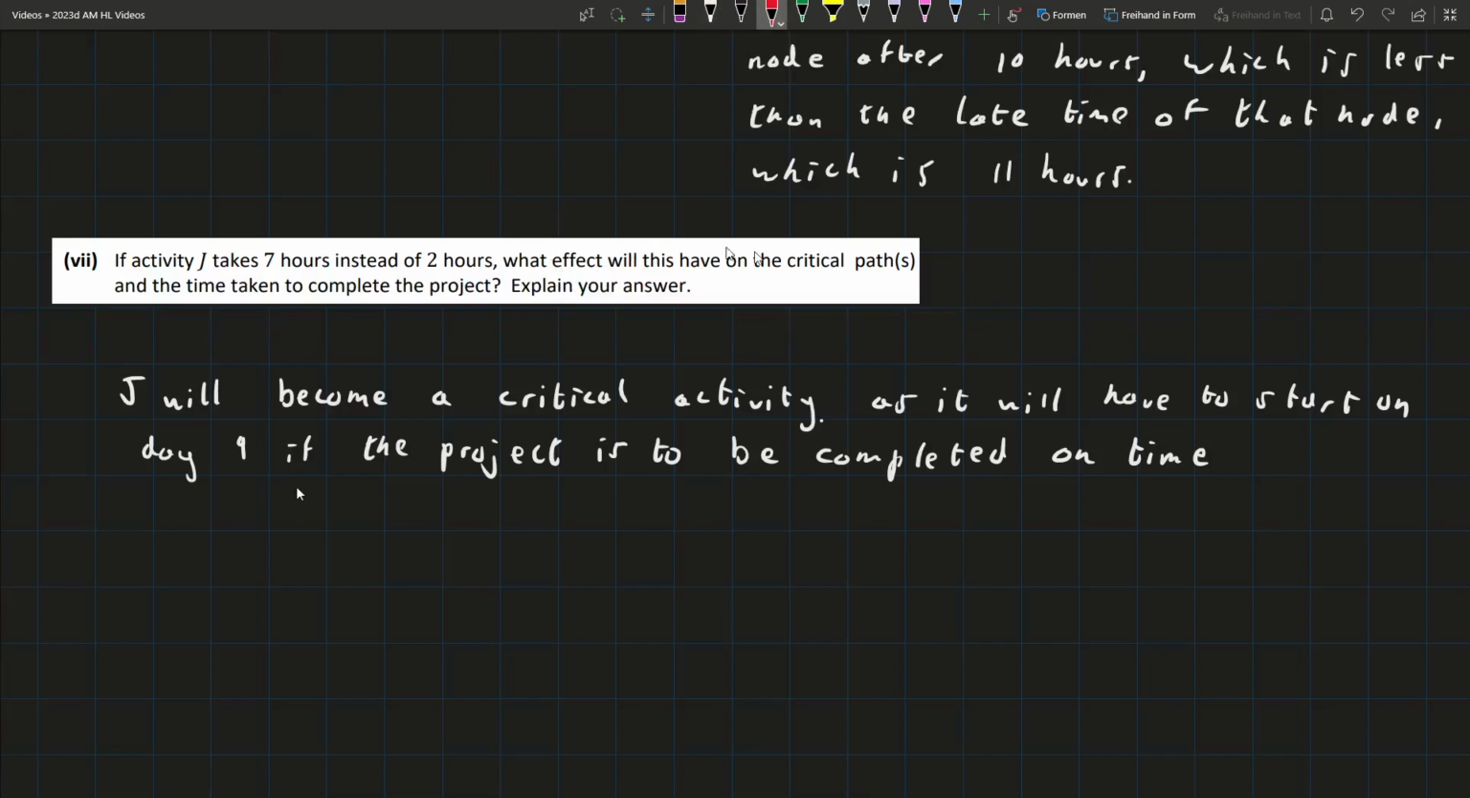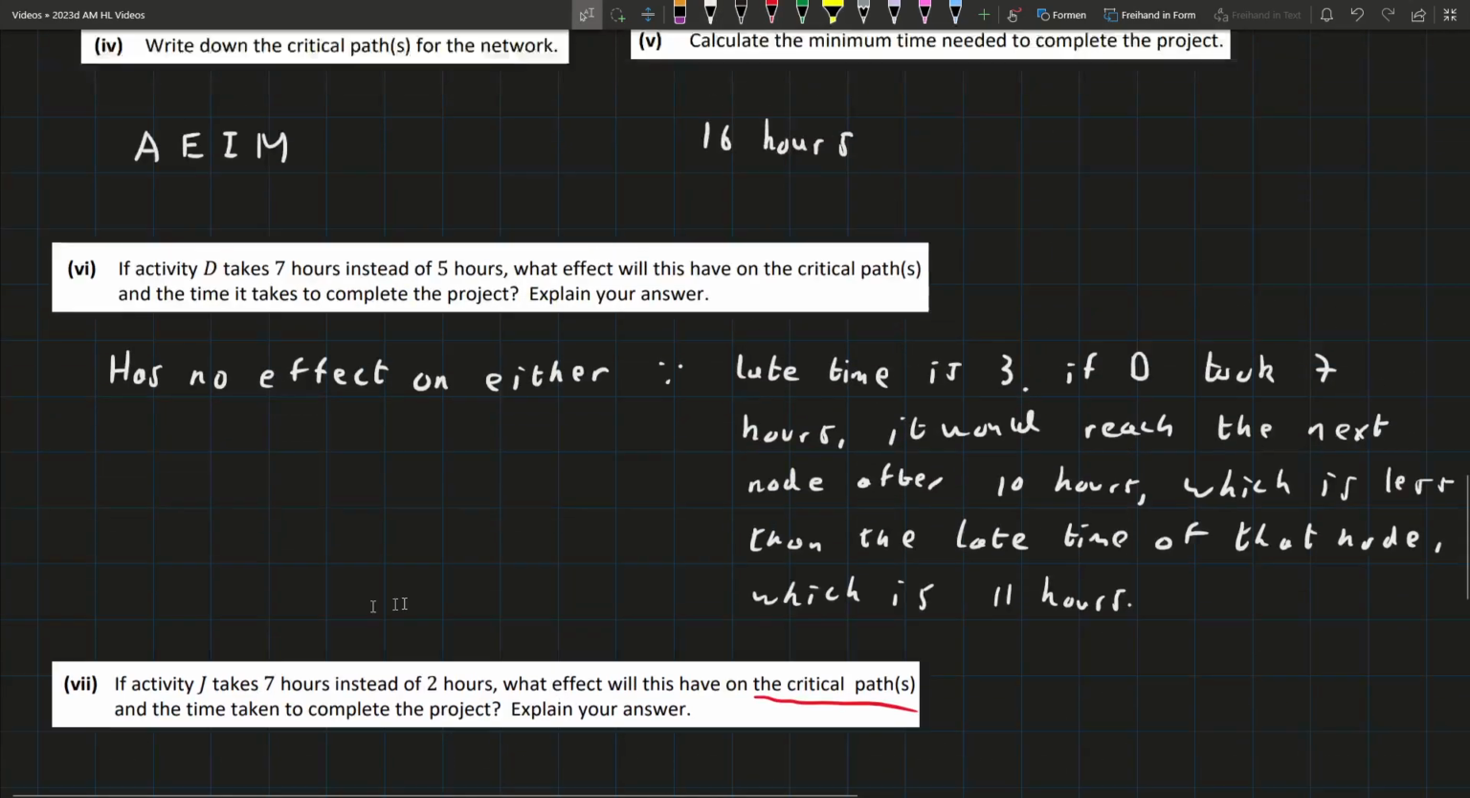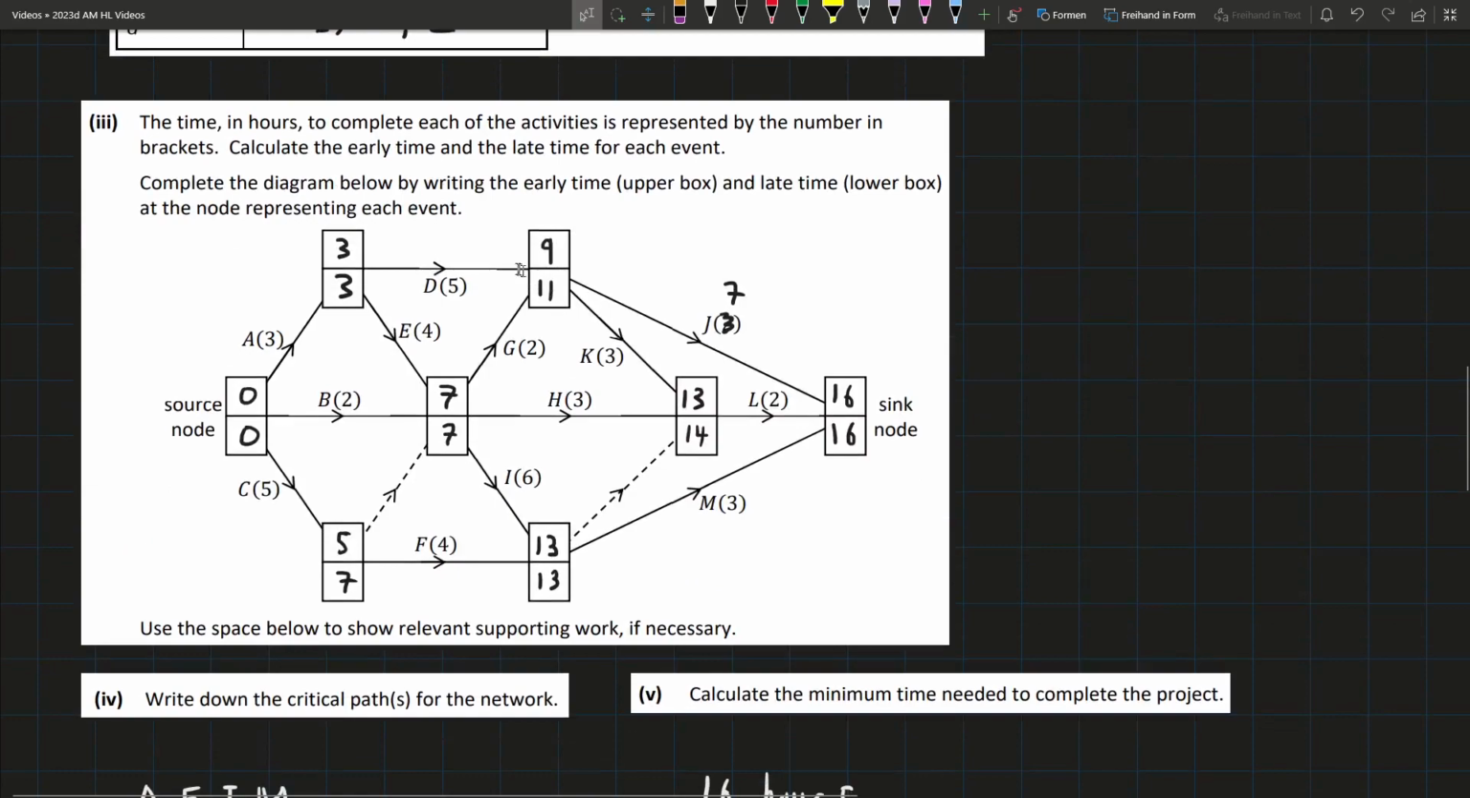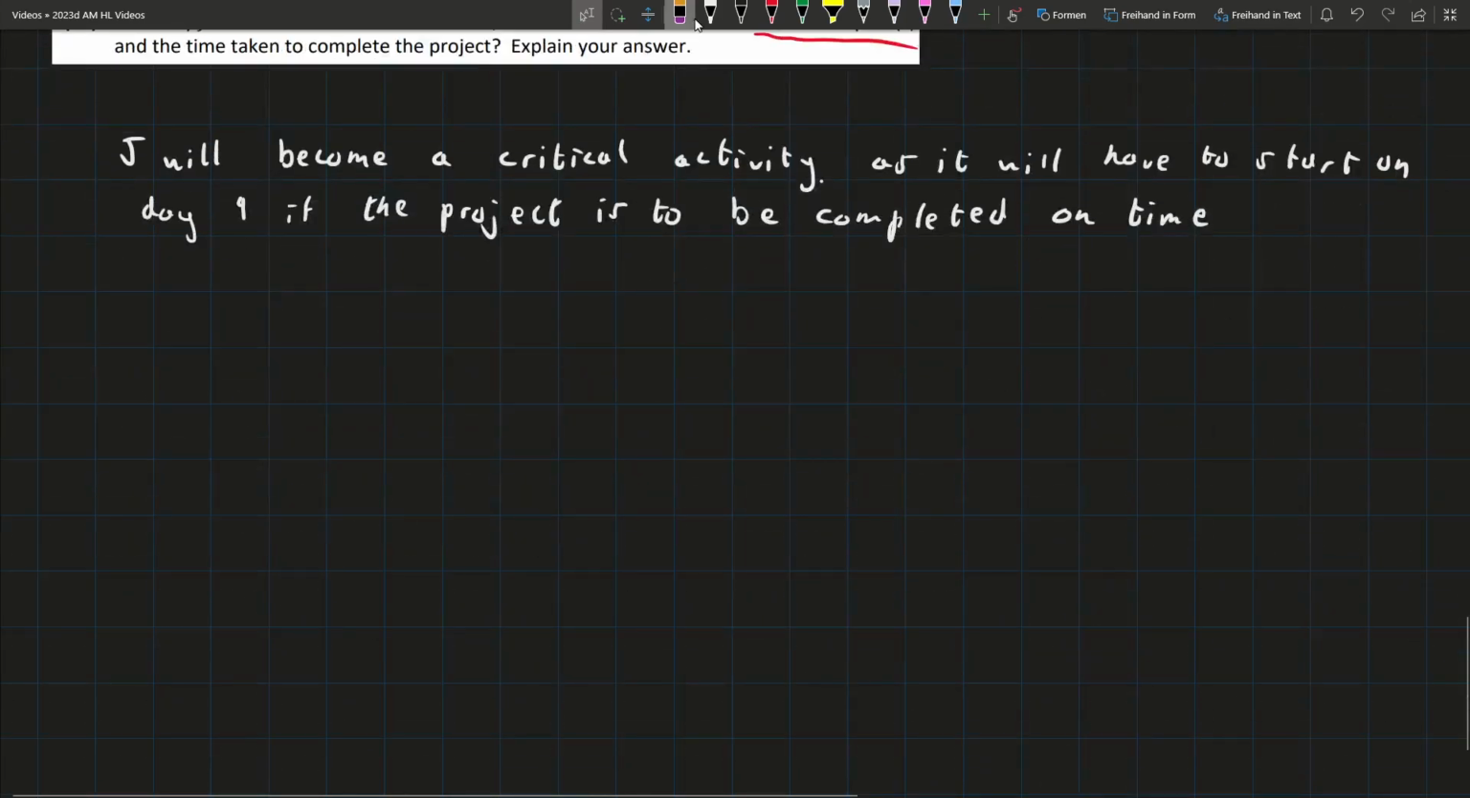But now to answer the question, what effect will it have on the critical paths? So let's have a look. Well, if this is 9 and 9, we actually have a new critical path. I'm just going to write it in for now. I'll replace this with 9. So you can see our original critical path was here, here, here, and here. We have a new one now, though. We have A, E, G, J. So we have a new critical path.